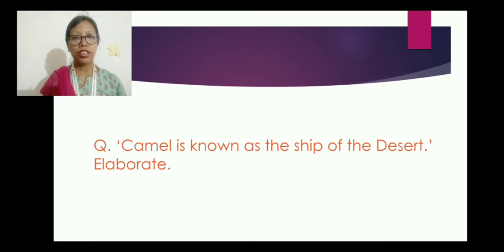Then the next question is, the camel is known as the ship of the desert. Elaborate. So we have discussed camels. You have to write the answer in 4 lines. You have to mention 4 points on why the camel is known as the ship of the desert. You can take help from other books as well, not only from your book but in your own words. If you know anything about the camel, put your knowledge here. Any 4 points you have to mention in this answer.